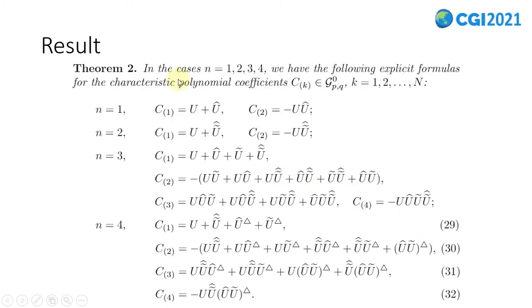In the cases n equals 1, 2, 3, and 4, we have the following explicit formulas for the characteristic polynomial coefficients. They were obtained in the previous papers, but for the first time we present full analytical proof of the explicit formulas for the characteristic polynomial coefficients in the case n equals 4.